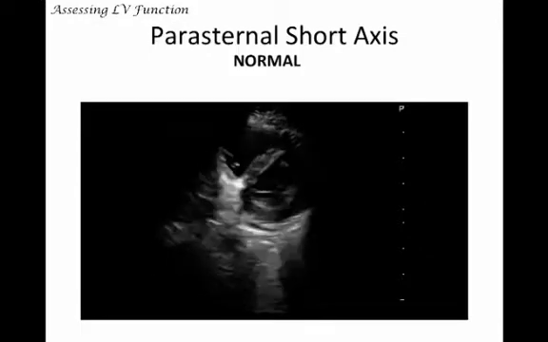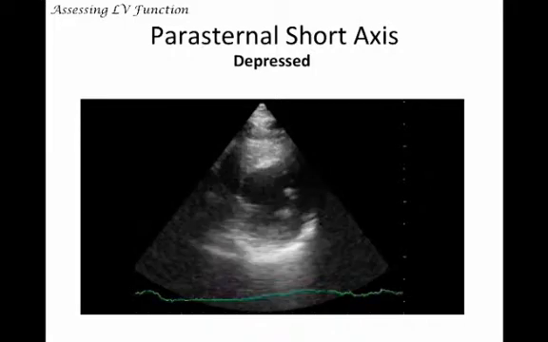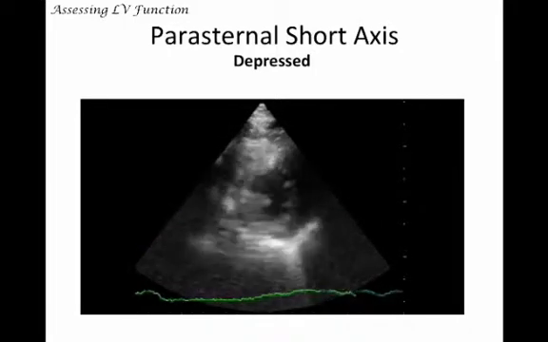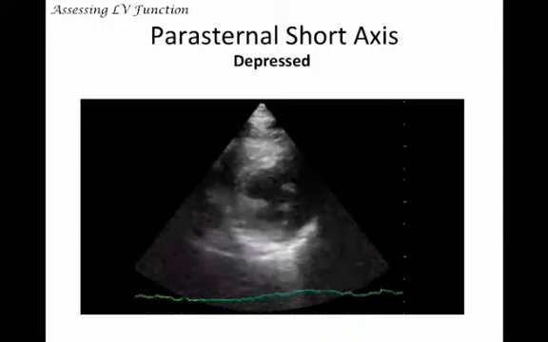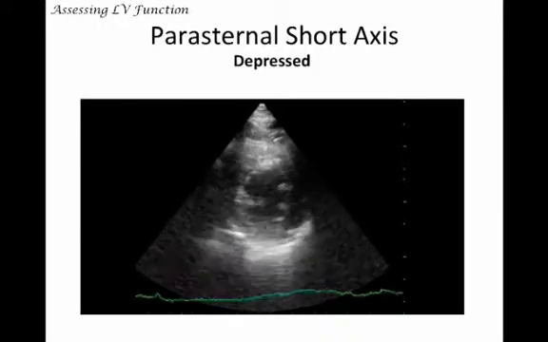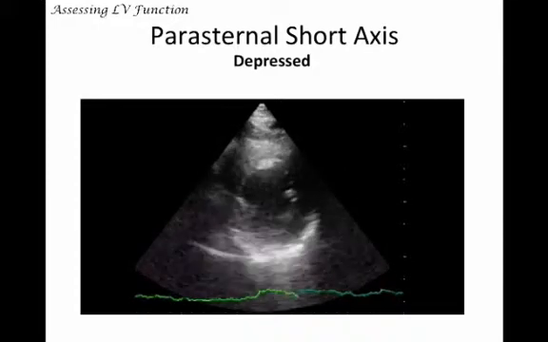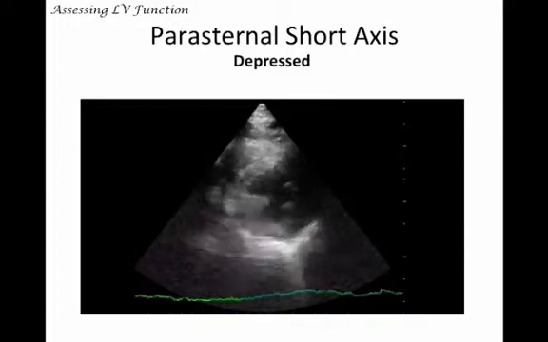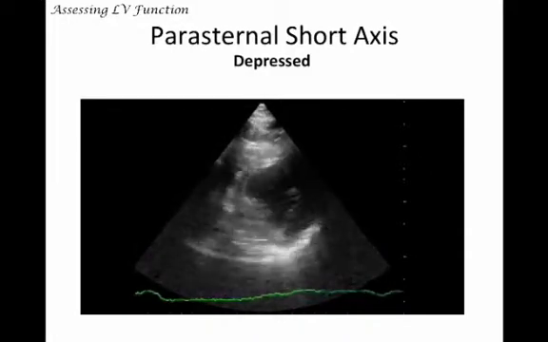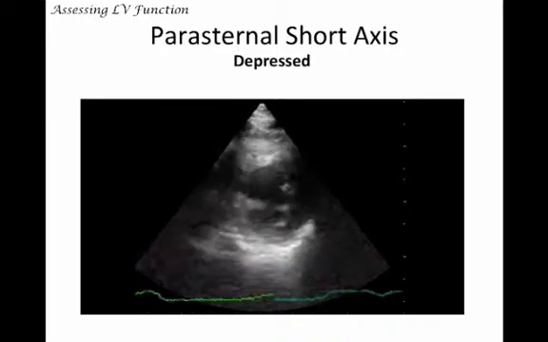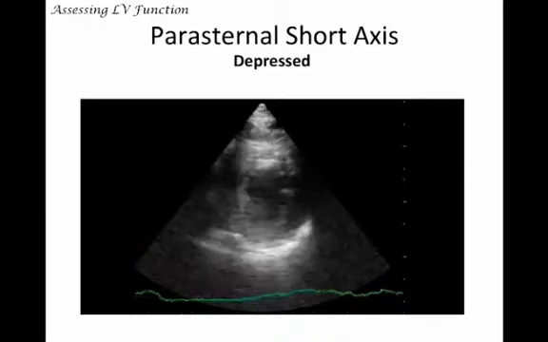This is normal. Now let's look at a clip of depressed left ventricular function in the parasternal short axis. It is clear that although all of the walls of the left ventricle are contracting, they do so less vigorously when compared to the normal example. The cavity of the left ventricle does not empty as much as the normal example either. The muscular walls of the left ventricle do not thicken to the same extent as the previous example.